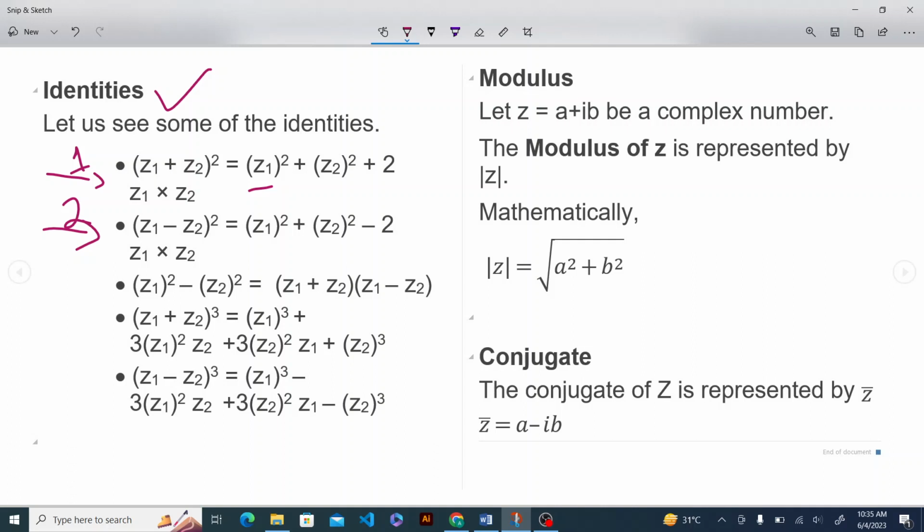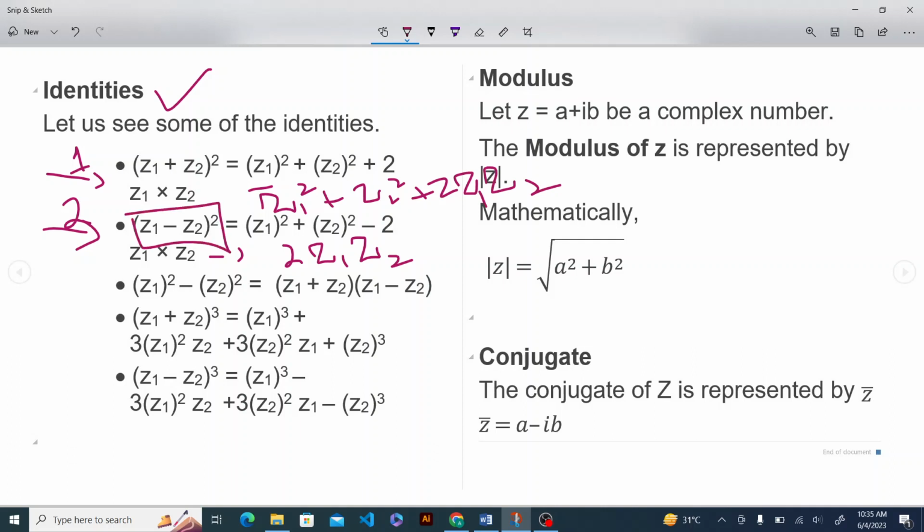2 into z1 into z2 can be written as 2 z1 z2. In simplest terms it can be z1 square plus z2 square minus 2 z1 z2. This (z1 - z2) whole square is equal to this term. Okay, the third identity is z1 whole square minus z2 whole square.